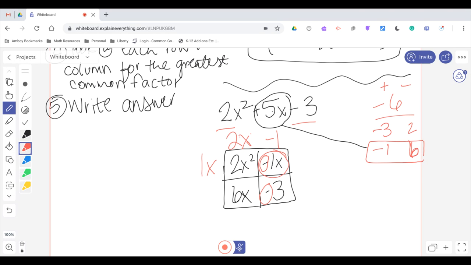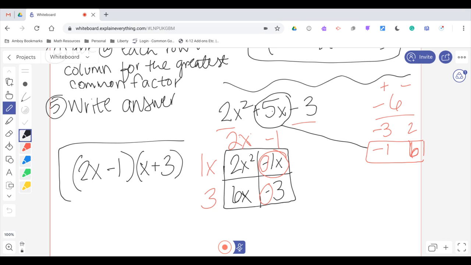And in my bottom row, I have 6x and negative 3. I can't pull out an x, but I can pull out a 3. So my final answer is going to be 2x minus 1 times x, or 1x, plus 3. And that is my factored form.